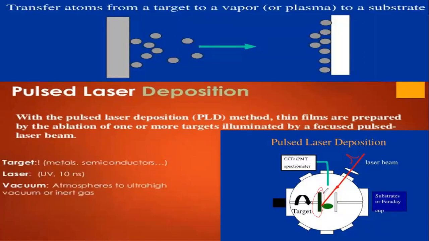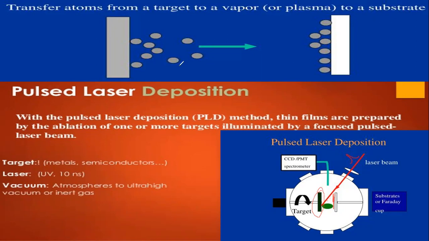plasma the particles are vaporized. Okay, the particles are vaporized, and they go towards the substrate direction. And simultaneously the deposition layer is formed. Okay, so this is the short information regarding pulsed laser deposition.